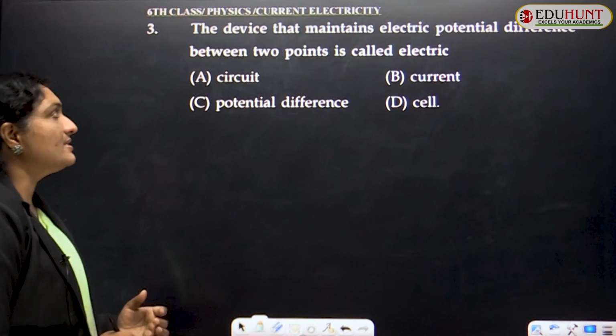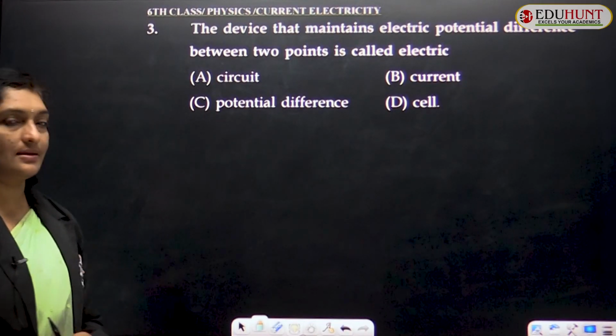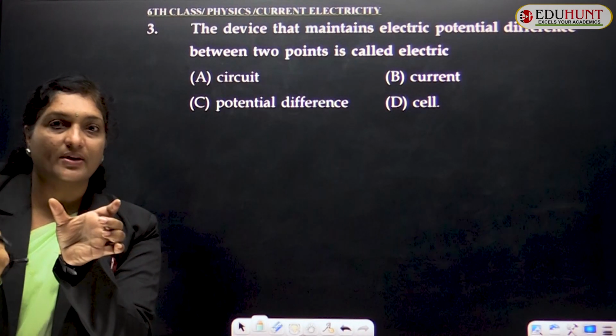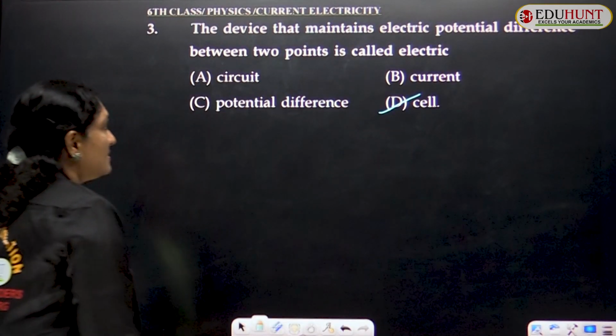Third question, the device that maintains electric potential difference between 2 points is called as. So what is the device that maintains the potential difference, children? That is cell. Okay, the correct answer is cell.